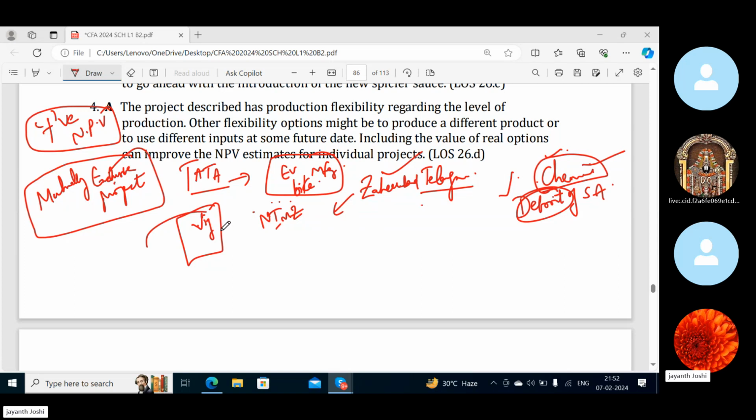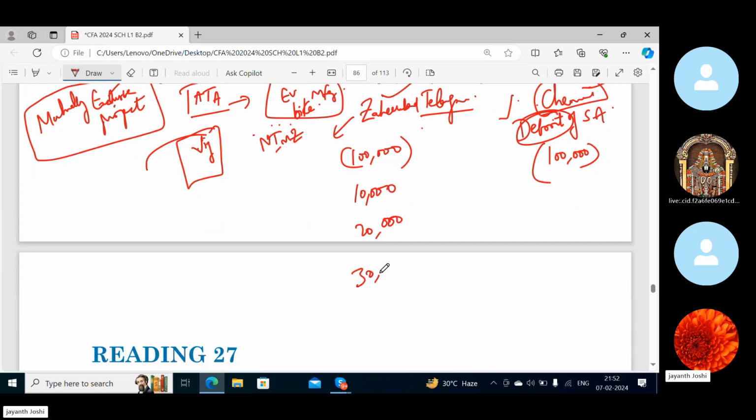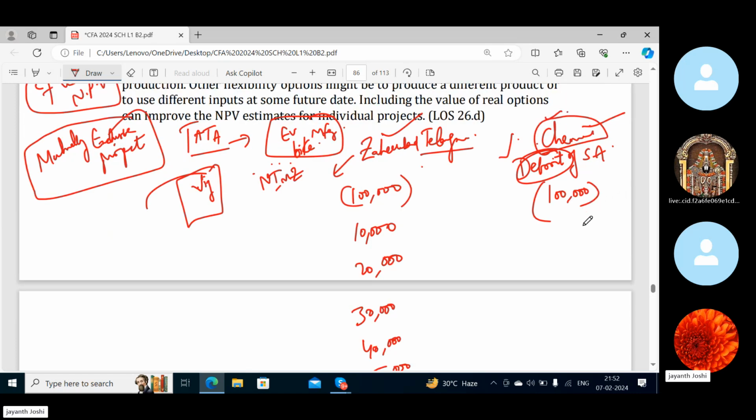So here we are taking up mutually exclusive projects. Let's say the investment in the Zahirabad plant is $100,000 and in Chennai, Detroit, it is also $100,000. Let's say the cash flows in this project are 10,000, 20,000, $30,000. These are all imaginary figures. $40,000, $50,000.